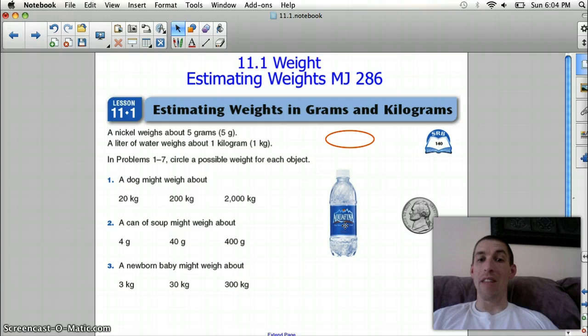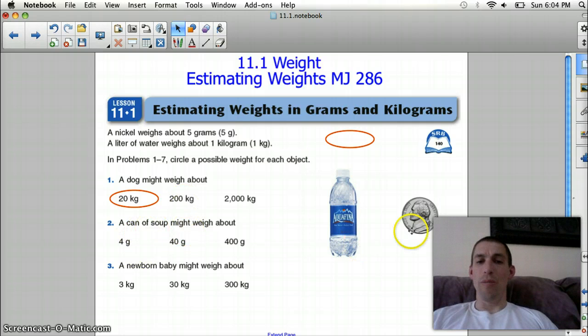So that's one of the big water bottles, not one of the really small ones, one of the big size ones. So using that, would a dog weigh about 20 of these, about 200 of these, or about 2,000 of these? I think depending on the dog, it's probably going to be about this. This would be a very big dog.